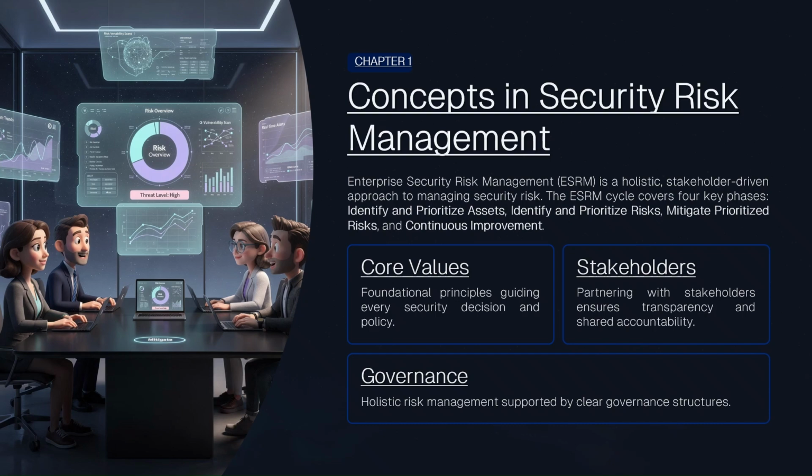At the heart of ESRM are several core values. These include protecting organizational assets, supporting business operations, and enabling informed decision-making regarding security risks. Another important element is stakeholder engagement. Security leaders must work closely with business units, management, and operational teams to understand their concerns and priorities. Security is most effective when it is aligned with the needs of those it serves.